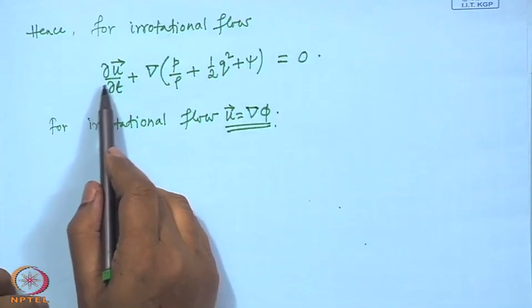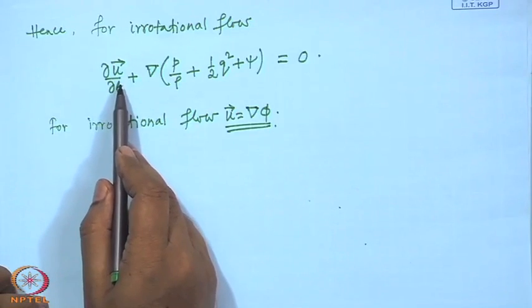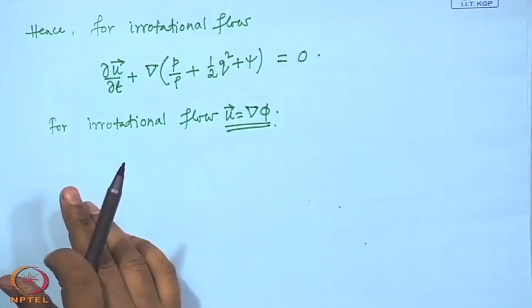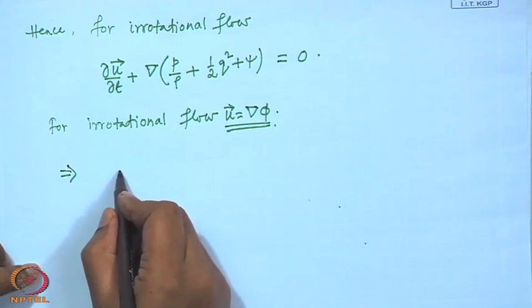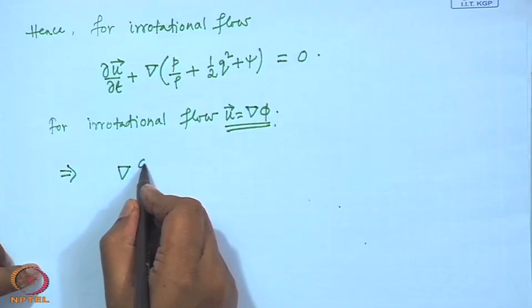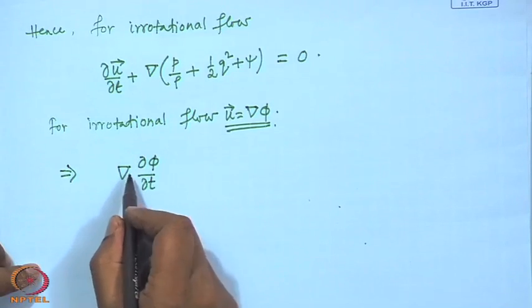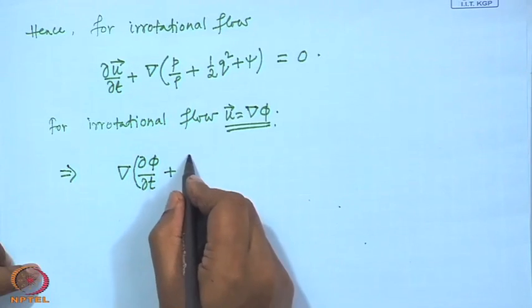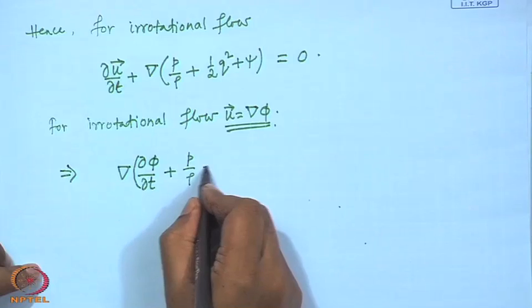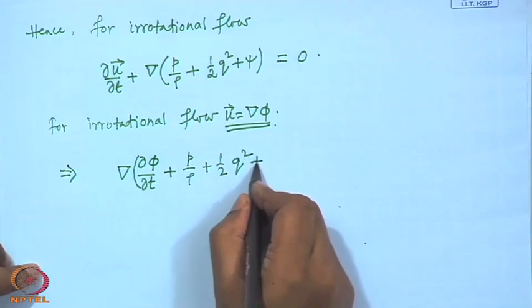So, these terms now become d dt of gradient of phi, which you can also write as gradient of d phi dt. So, writing that, this now becomes gradient of d phi dt, and since this is also a gradient, we can put all of them together: gradient of d phi dt plus p by rho plus half q square.